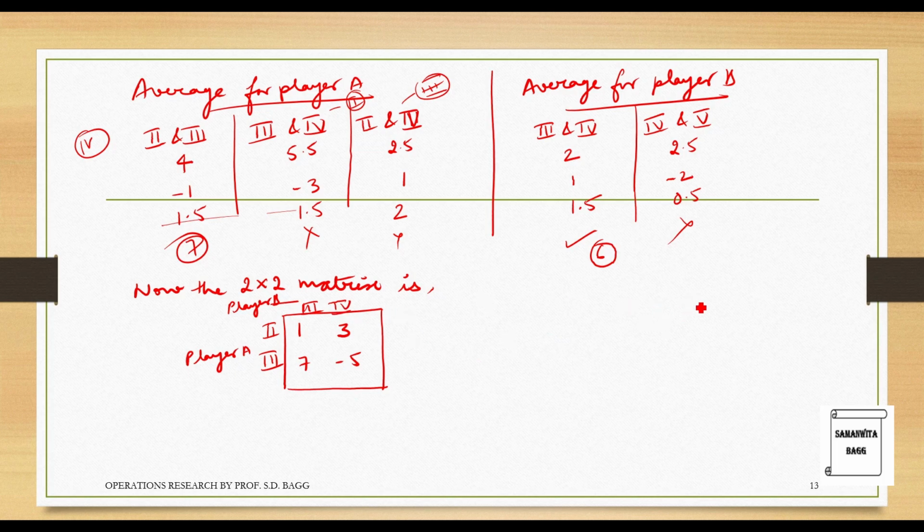By odds method, this is 1 minus 3, that is minus 2. And 7 plus 5 is 12. So this will be placed like this. And then vertically it is 1 minus 7, minus 6. And 3 plus 5 is 8. So this is 6 and this is 8. The summation is 14. So this problem can be solved by odds method.